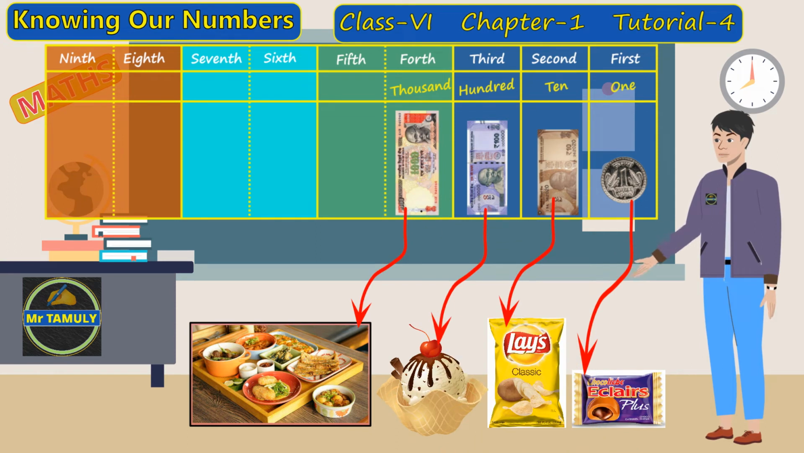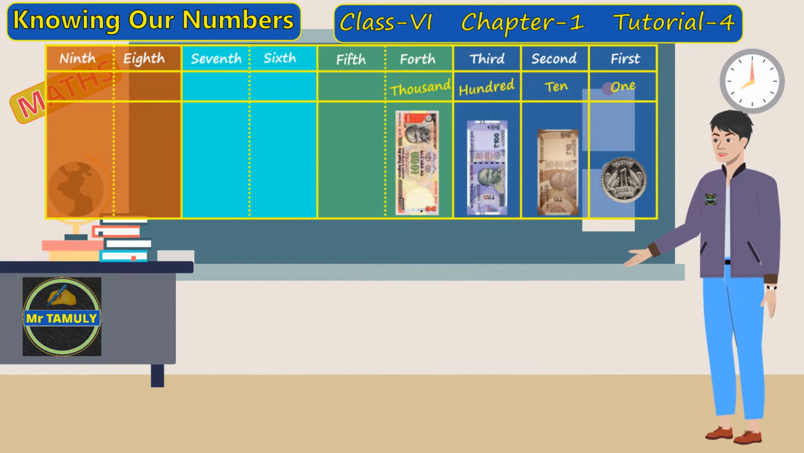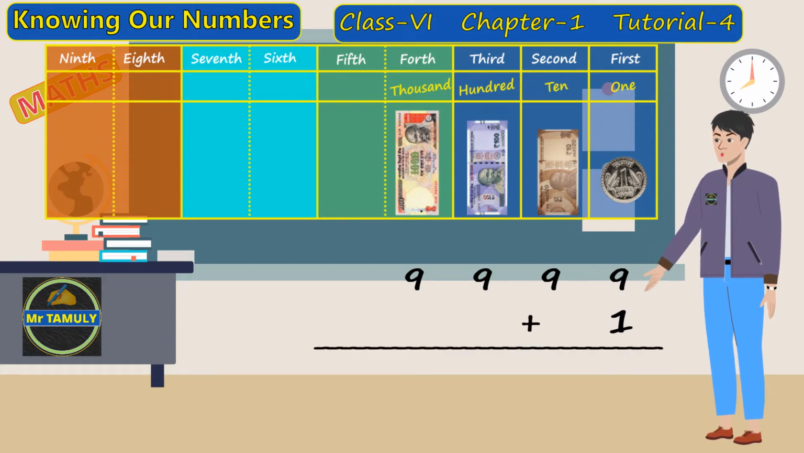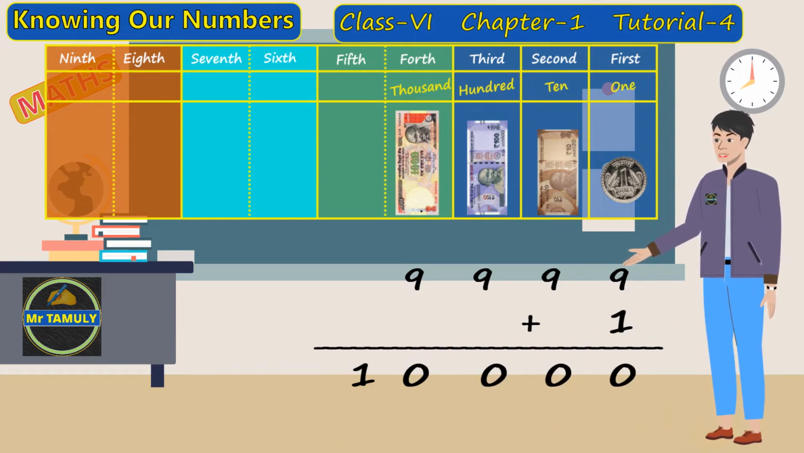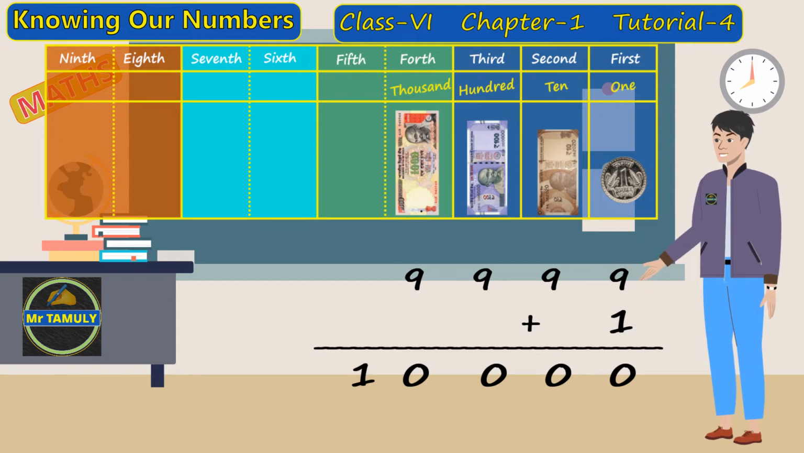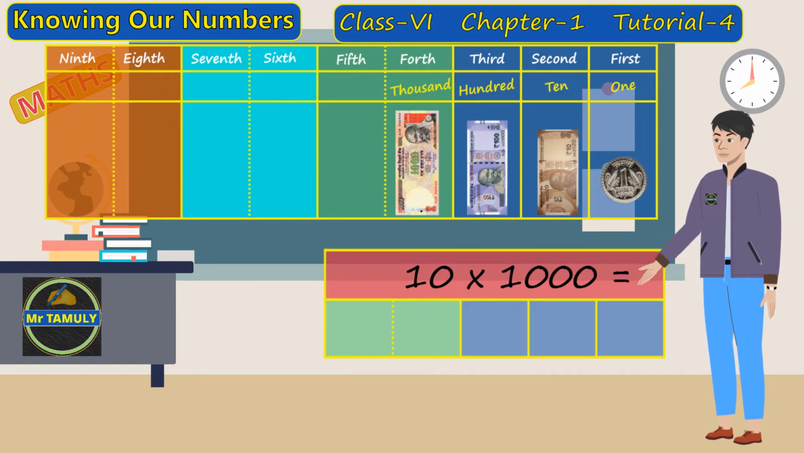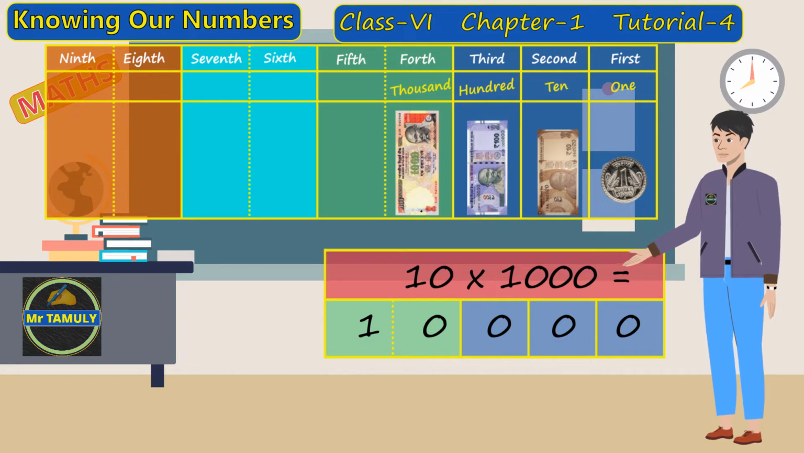Now, to determine the place value of the fifth position, what we shall do is, we shall take the largest 4-digit number, which is 9999. With 9999 we shall add 1. And our answer is a 5-digit number, 10000. The alternative way of determining the place value of the fifth position is to multiply the place value of the fourth position by 10. So, 10 times 1000 is equal to 10000. Name of this 5-digit number is 10,000.